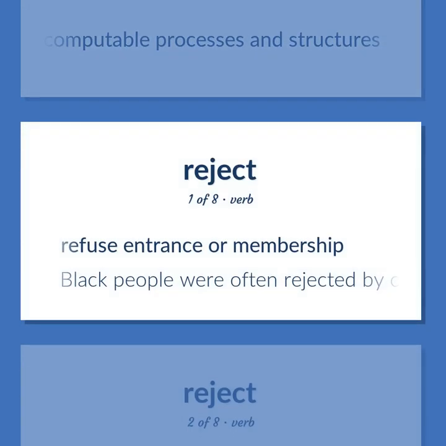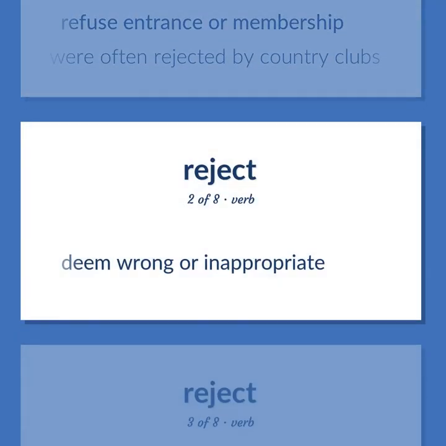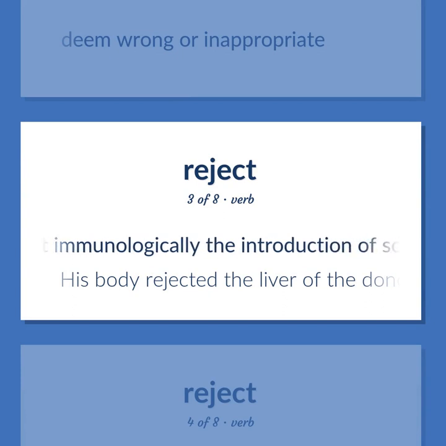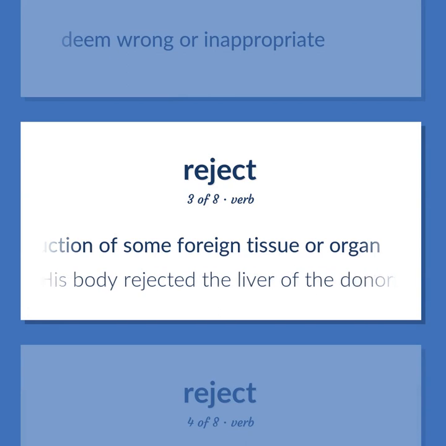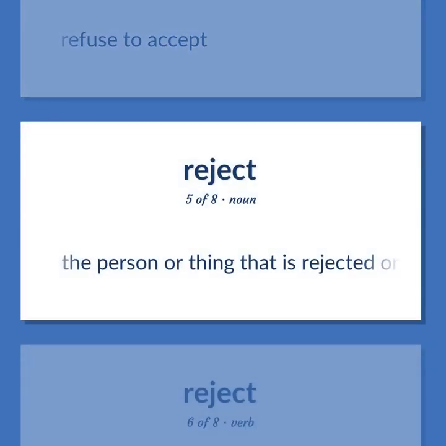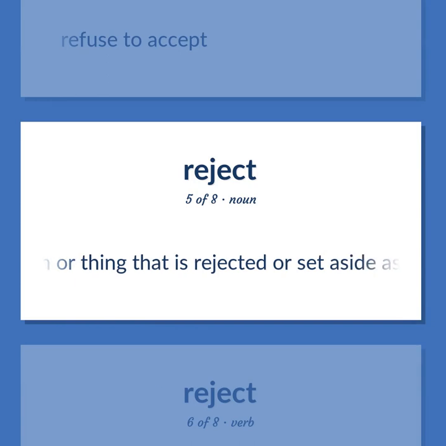Refuse entrance or membership. Black people were often rejected by country clubs. Deem wrong or inappropriate. Resist immunologically the introduction of some foreign tissue or organ. His body rejected the liver of the donor. Refuse to accept. The person or thing that is rejected or set aside as inferior in quality.